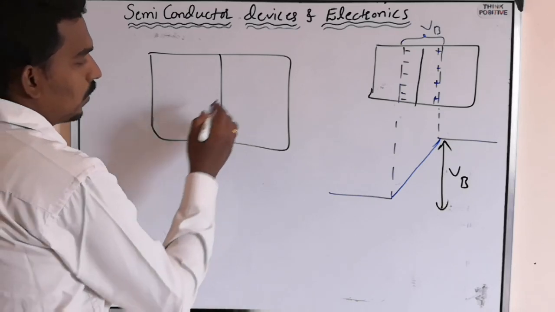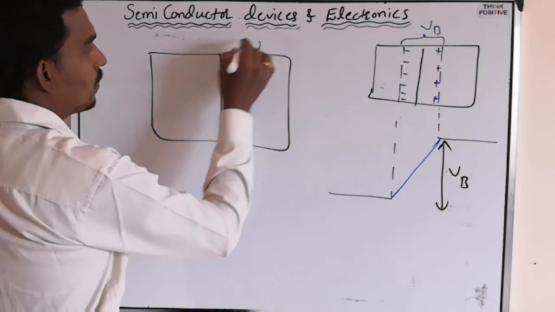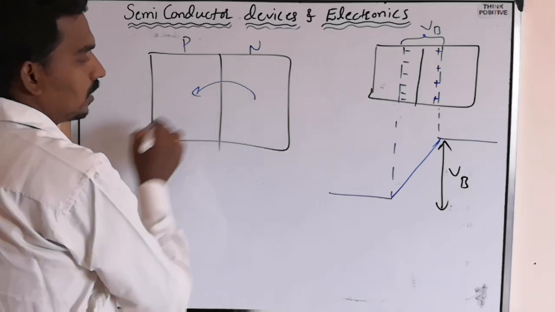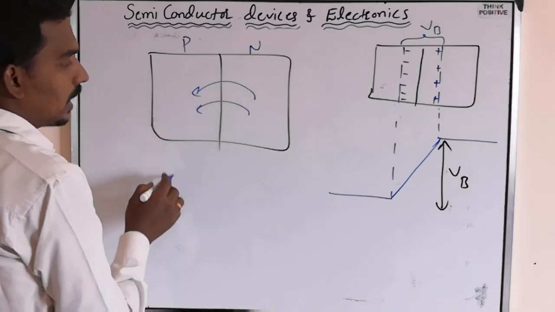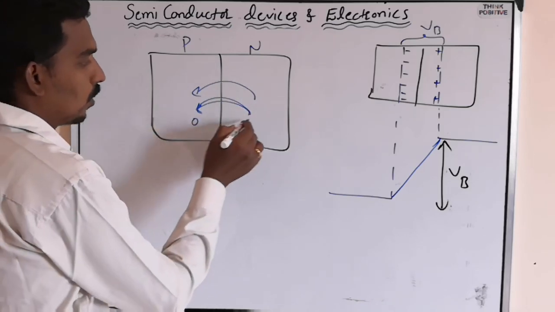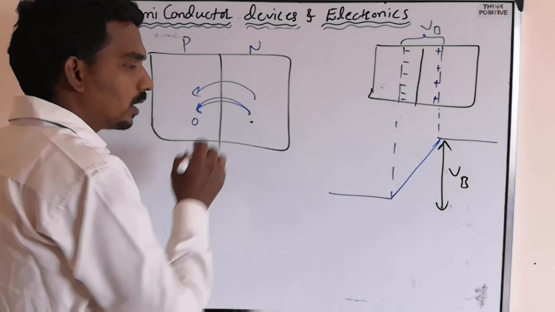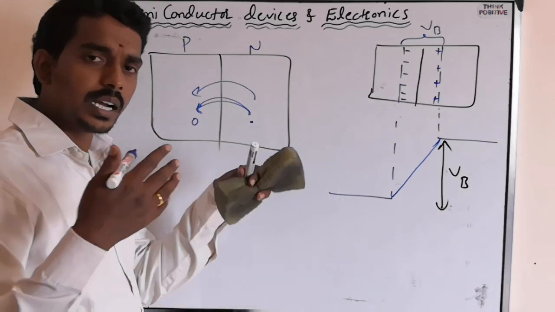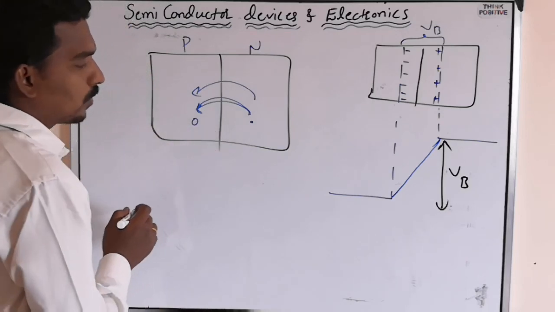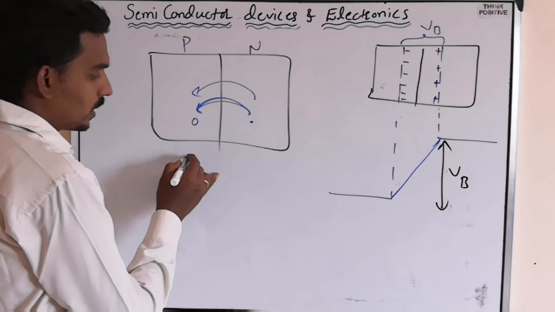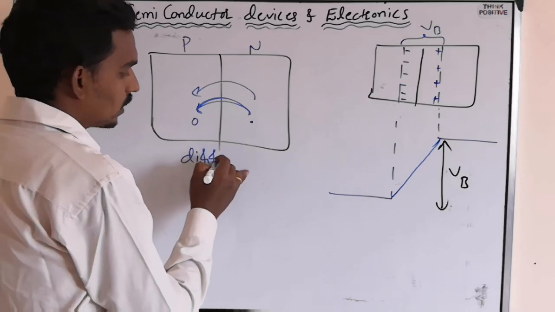And when you consider a PN junction diode, at the junction when an electron from the N side enters the P side, the electron is trying to combine with the hole. Electron-hole recombination. They are diffusing into each other, combining with each other. That's why, due to the recombination, the current flow is called diffusion current.